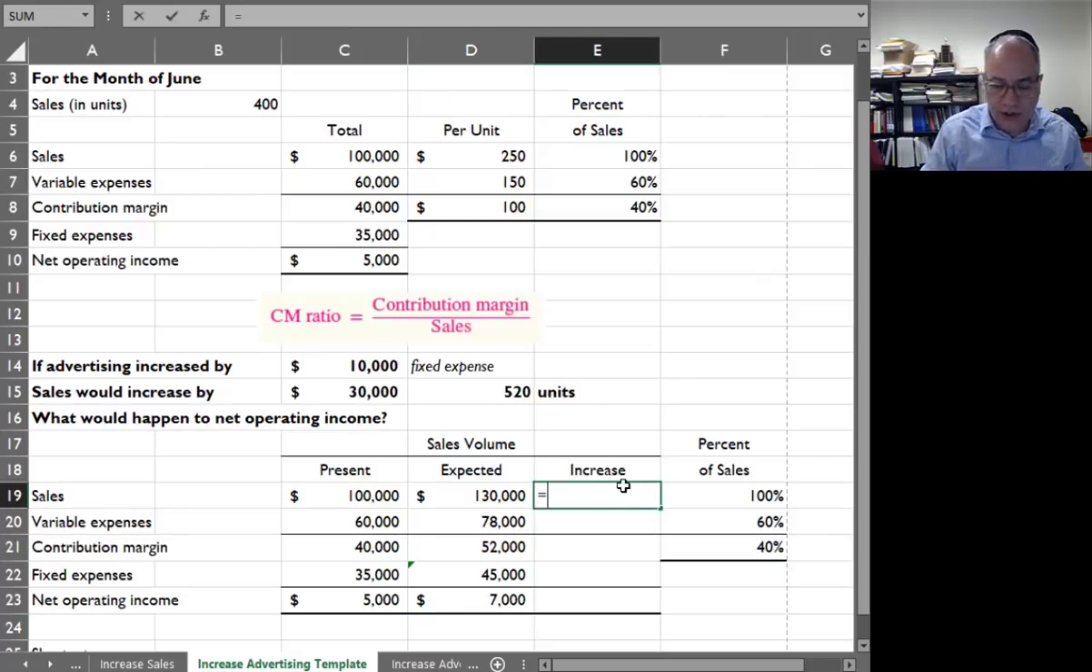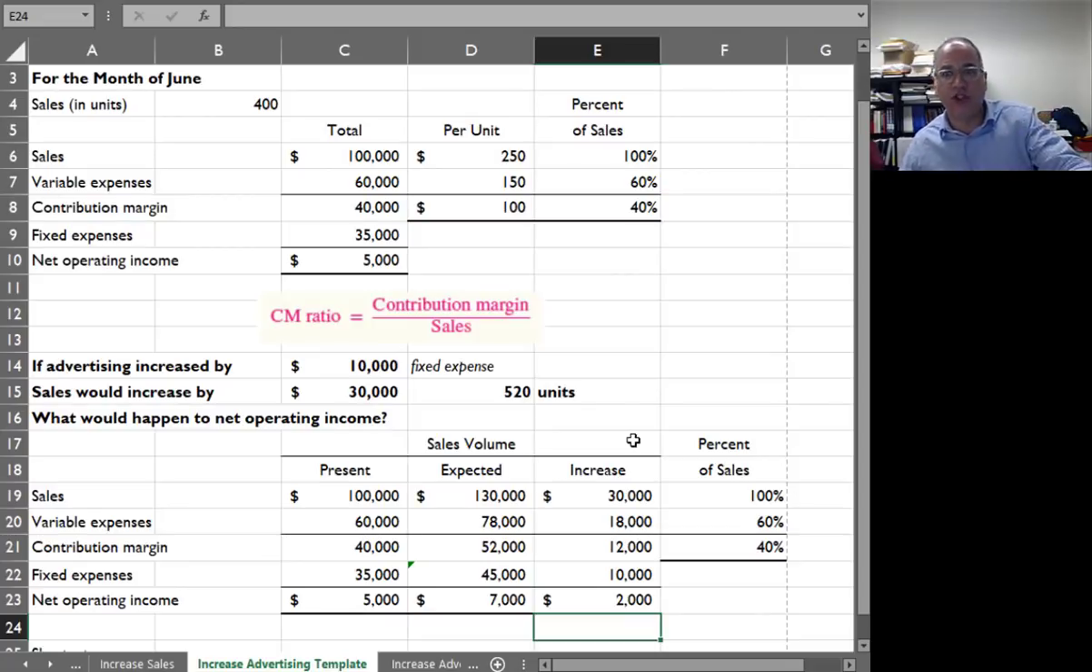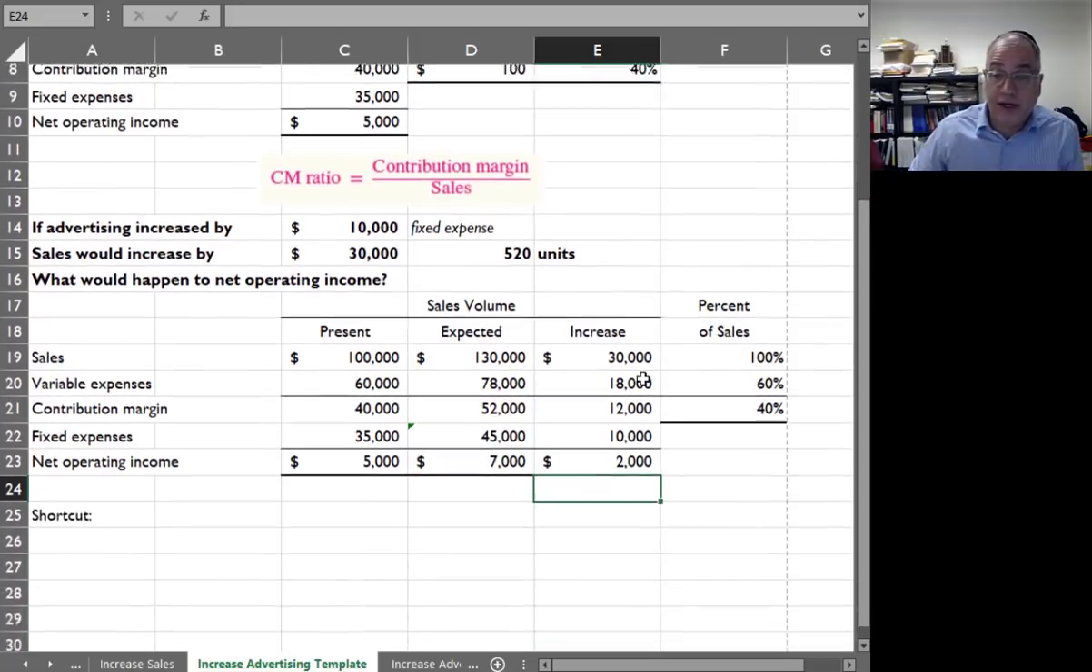So what are the changes? Sales would increase by $30,000. Variable expenses by $18,000, contribution margin would increase by $12,000, fixed costs, as we know, would increase by $10,000, and then net operating income would only increase by $2,000. So that's how this decision would affect net operating income.